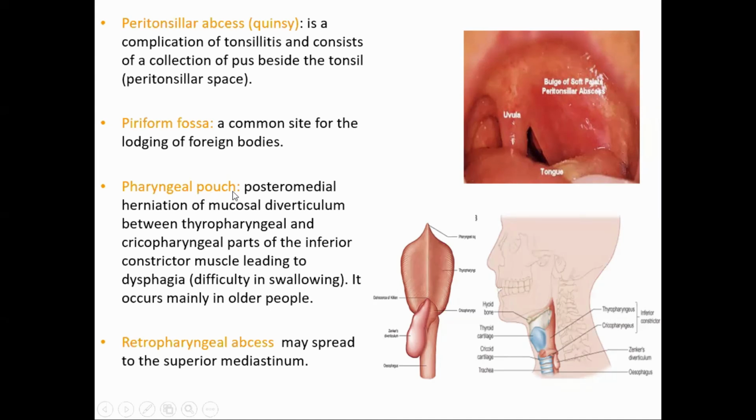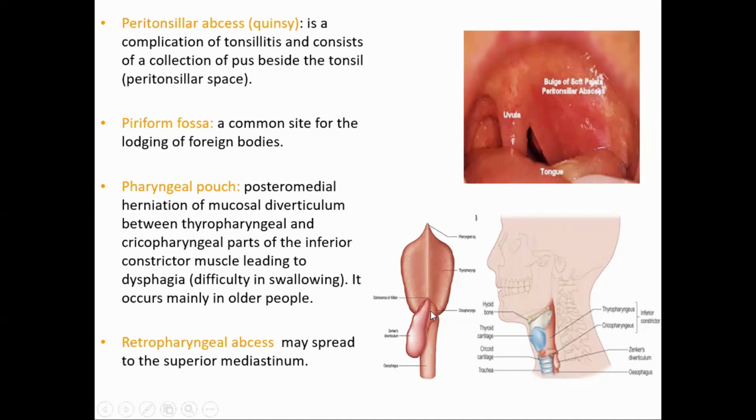Now, what is a pharyngeal pouch? Pharyngeal pouch is also called Zenker's diverticulum. Sometimes it may be asked: write short notes on Zenker's diverticulum. So, what is Zenker's diverticulum or the pharyngeal pouch? You know what Killian's dehiscence is. Killian's dehiscence is the weakest part between the thyropharyngeus and the cricopharyngeus. That is the weakest part.